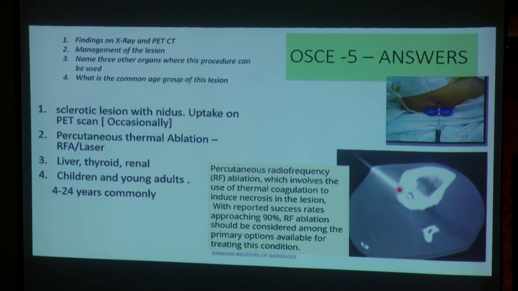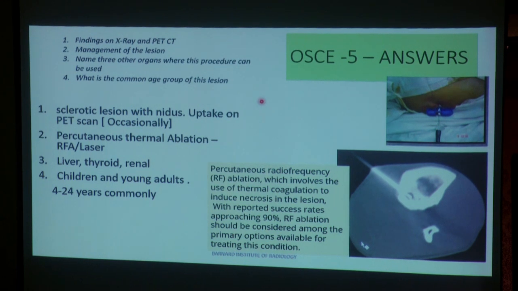We need to enter the cortex and the nidus using the bone biopsy gun, and once you reach the nidus, you put the RFA probe through it or the laser antenna through it and burn the nidus, which is actually a vascular nidus. And you can also use this RFA procedure in other organs like the liver, thyroid, and renal tissue. It is usually common in the 4 to 24 year age group.